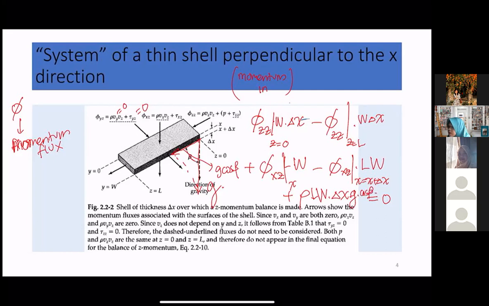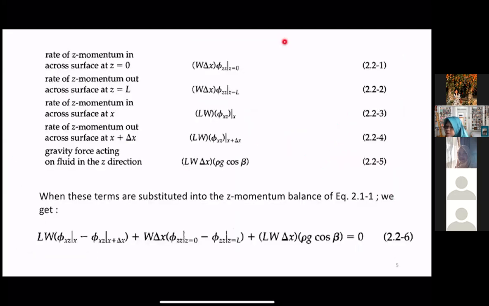So here you can also rewrite again the rate of z momentum across the surface equal to 0. Here is the input, and this one is the output, the momentum across equal to L, and here is the momentum in across x, and this is out, and this is the gravity acting on the fluid in the z direction, because the one that we're looking at is in the z direction. So when these terms are substituted into the z momentum balance equation, we can get this one.